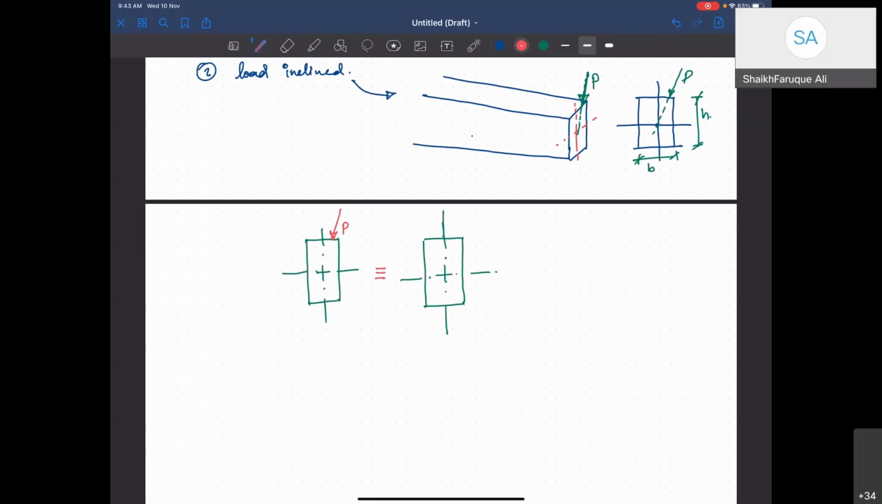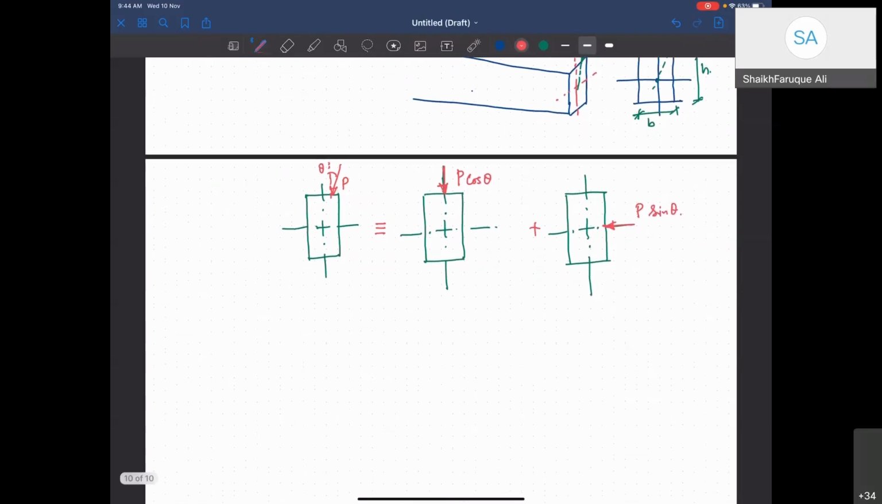One which will be like this. This is going to be P. If this is your theta, this is going to be P cos theta. And plus, I'll also look at another one from this axis, which will be P sin theta. So bending for this is going to look like this way, and bending for this is going to look like this way, right?